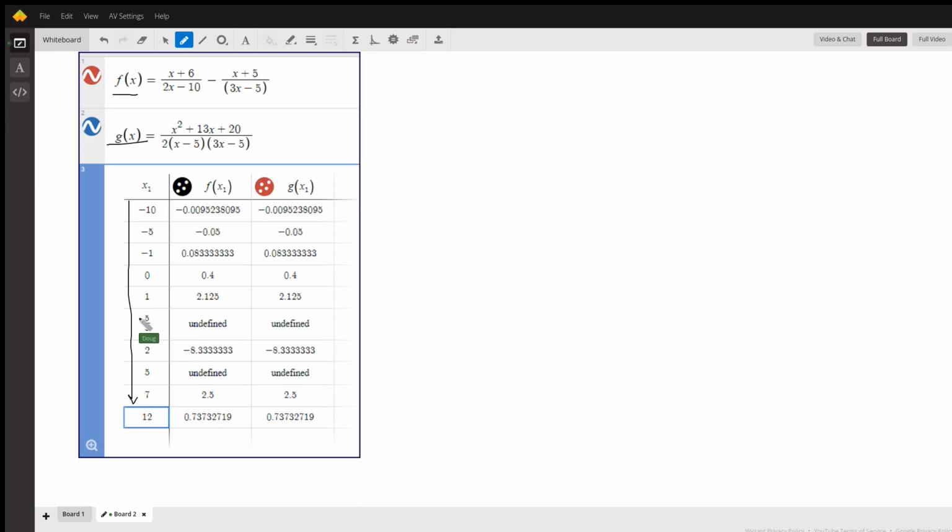Now, you might want to ask the question, why are these values giving an answer of undefined? And the reason is because if you plug them in for x, you end up dividing by 0 in the denominator. But you cannot divide by 0, so those numbers do not evaluate, or the function does not evaluate at those values of x.